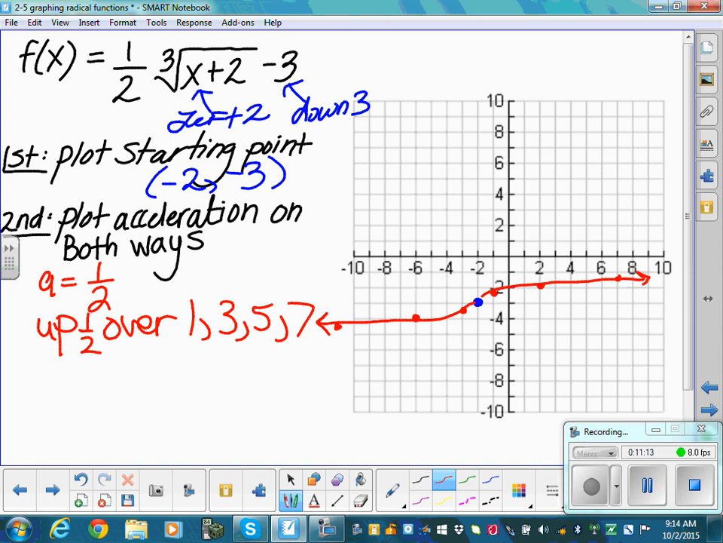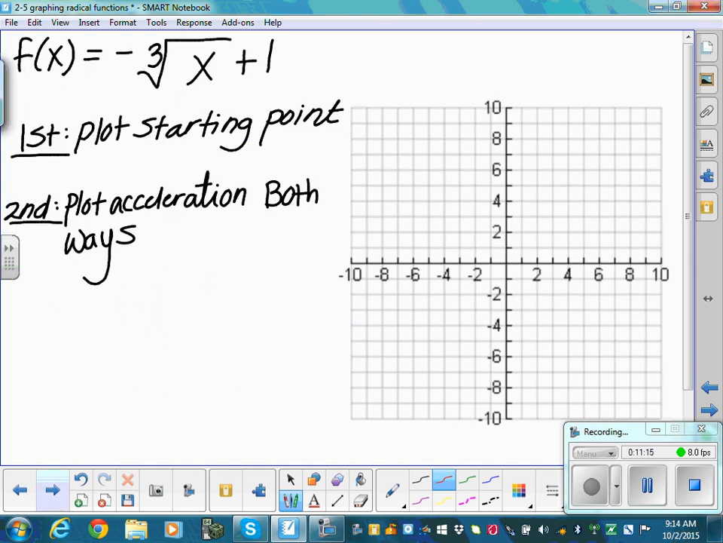Last one, then I'm going to let you work. F of x is equal to negative cube root of x plus 1. First of all, graph your starting point. Where am I shifting left and right? No shift left and right. And then we're going what? Up 1. No shift left and right, up 1. There's our starting point. Then we know this is a cube root. We graph the top half just like a square root. We always go up or down your a value. What's my a value? Good.